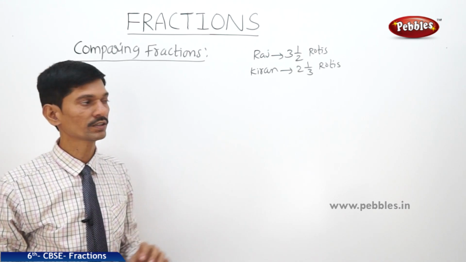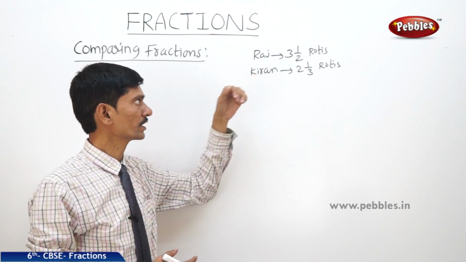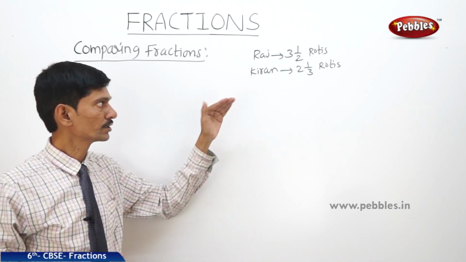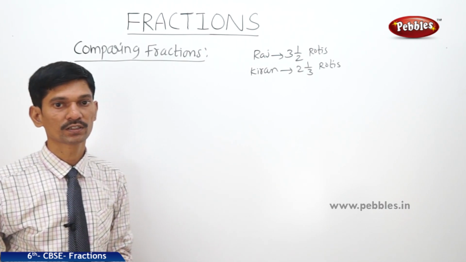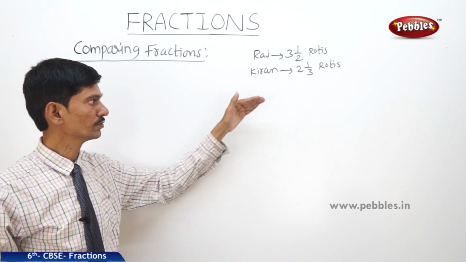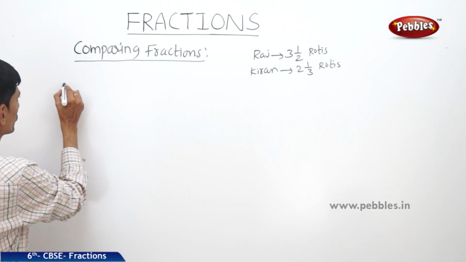So we have to compare the two fractions. Then we should say which student has the most rotis. So here also we need to compare two fractions. So for that, let us take a rectangle.